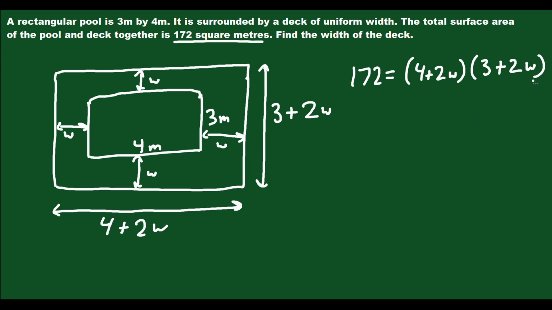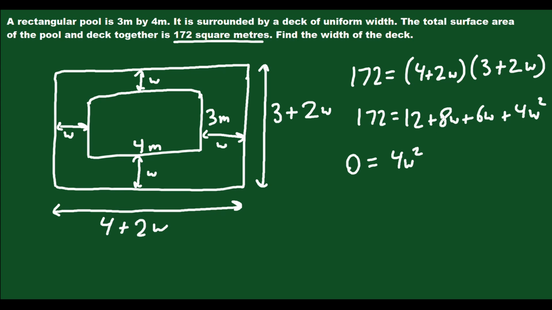Now you have an equation here where W is your only variable, so you can solve for it, right? You just got to expand and collect like terms. So 172 is equal to 4 times 3 is 12, 4 times 2W is 8W, 2W times 3 is 6W, 2W times 2W is 4W squared. Move this 172 to the other side. We can collect all of our like terms. So you'll have 4W squared, 8W plus 6W, that's going to become 14W. And you'll have 12 minus 172, that's going to become minus 160.